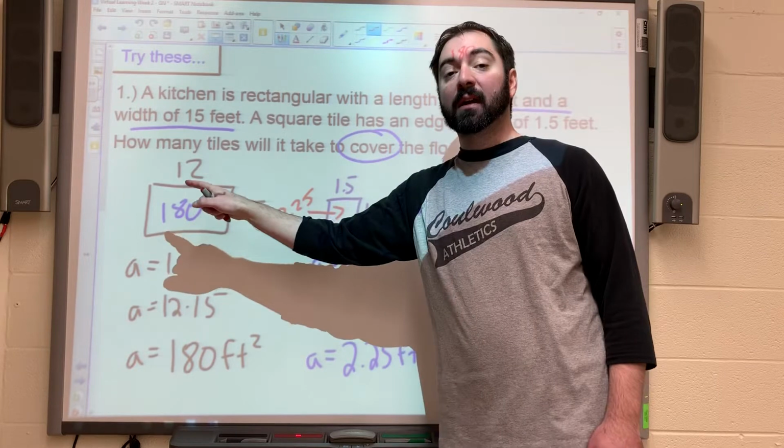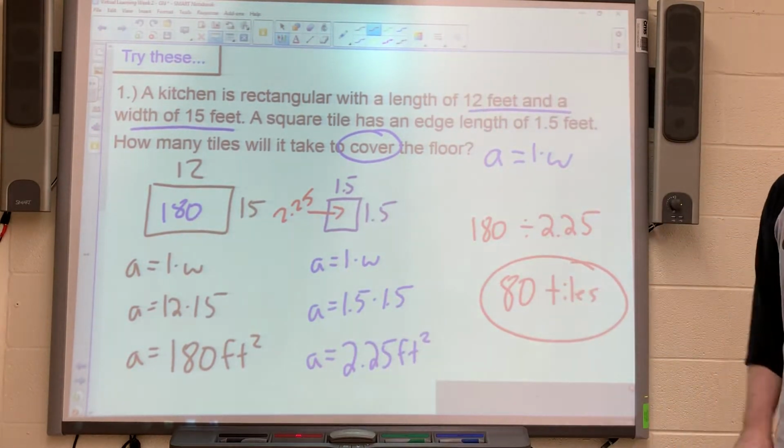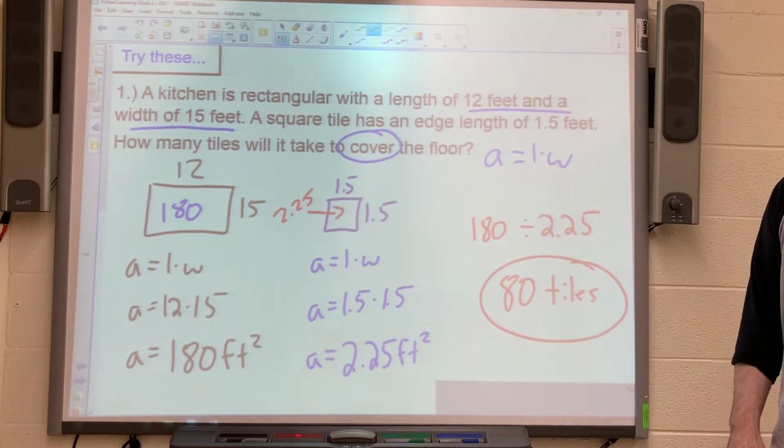Well, now that I have the area of my room and the area of each tile, again, I just divide the two, and I would find out that I would need 80 tiles to completely cover that floor.